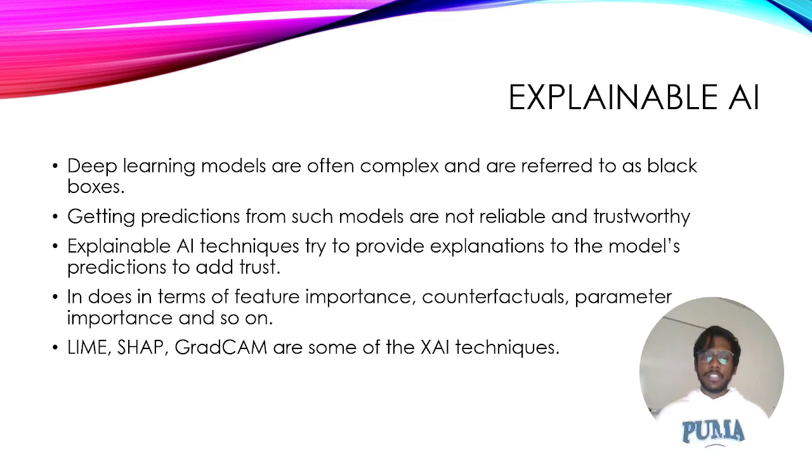Then we have counterfactuals, we have parameter importance, we have parameter interplay, like how one parameter associates with another parameter. There are a lot more things inside. I'm not going to go into them; there will be a separate series on explainable AI where I'll be covering the different techniques in depth. But just understand that these are some techniques that we can use to provide interpretations or explanations for the predictions, and that adds trust and confidence to the predictions made by the models.